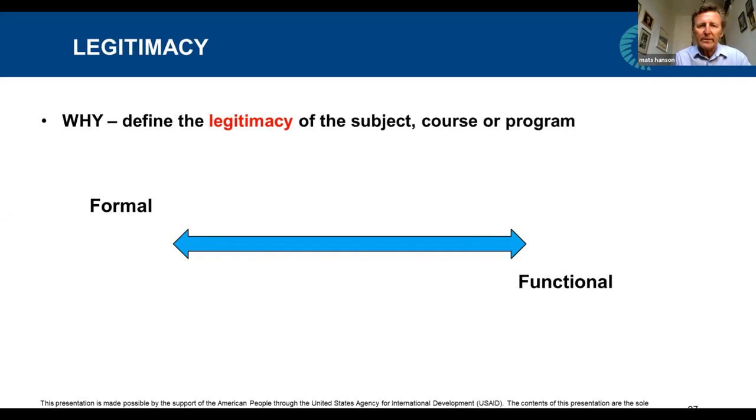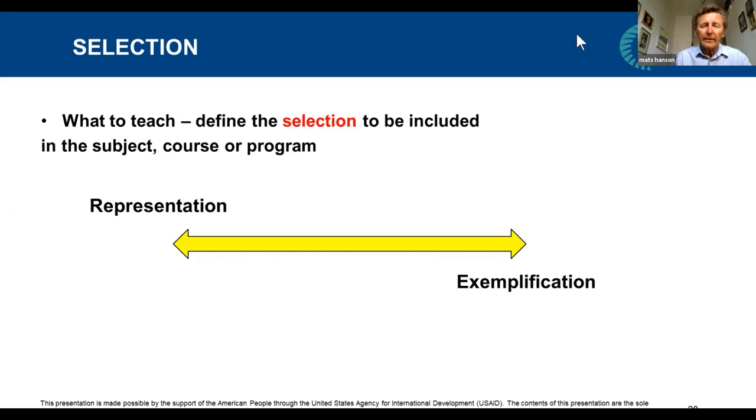Now, if we're answering these questions one by one, we have the answer on the first one and the second one, so we can move to the third one. What to teach? Then you have to define the selection. What should be included? Because you might have a credit limit, or a limit on the number of hours, or whatever the limits are. Mostly there is a limit, because in a subject like mathematics, you cannot teach everything, not even in solid mechanics or whatever subject you take. So you have to define what should be included, the selection process.